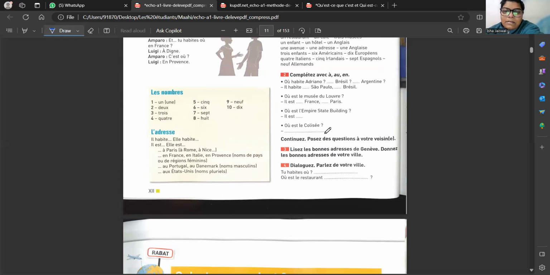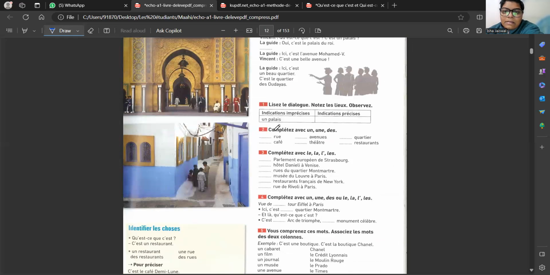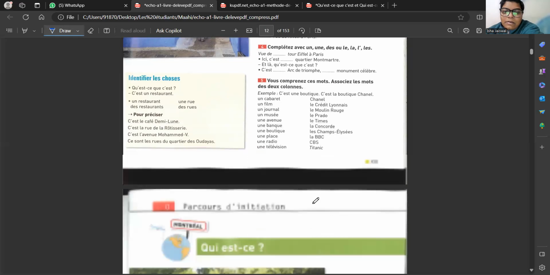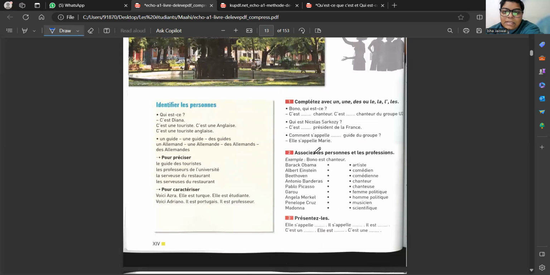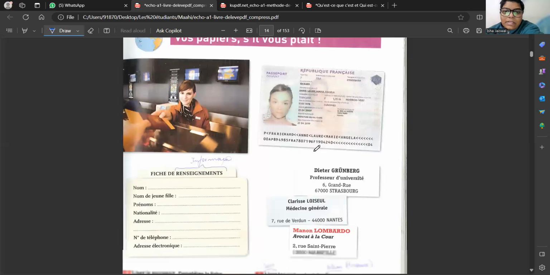Then when you get the book, you can do all these exercises because all this we have already done. This, this, un, une, they, la, all these exercises, this qu'est-ce que and qui est, all these we have already done.